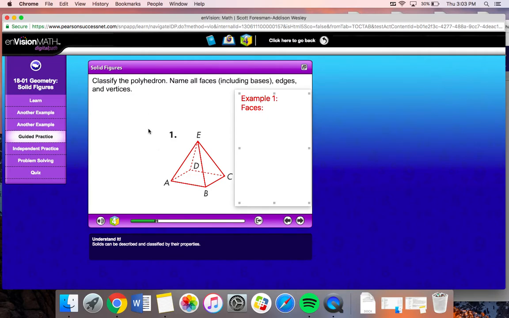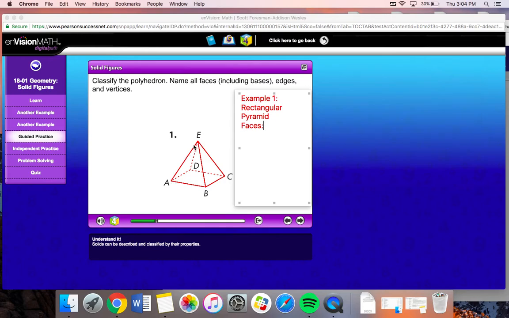All right, so here's example 1. Classify the polyhedron. Okay, so we need to classify it. So we need to know, what is it called? All right, I see a rectangle at the bottom, and it's a pyramid. All right, rectangular pyramid. Faces. Name all the faces, including the base.